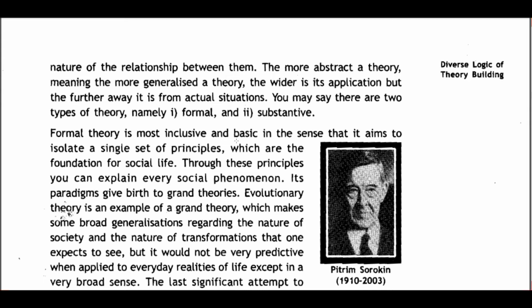Formal theory is most inclusive and basic in the sense that it aims to isolate a single set of principles which are the foundation for social life. Through these principles you can explain every social phenomenon; it is a paradigm that gives birth to grand theories. Evolution theory is an example of a grand theory which makes some broad generalization regarding the nature of society and the nature of transformation that one expects to see, but it would not be very predictive when applied to everyday realities of life except in a very broad sense.